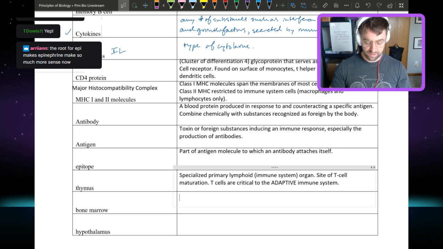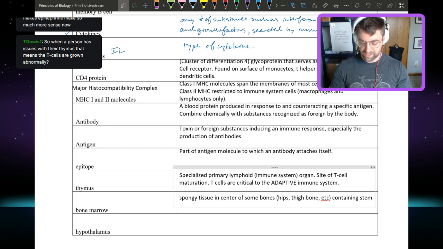So bone marrow, spongy tissue in center of some bones. Hips, thigh bone. Containing stem cells. Can form red and white blood cells, as well as platelets.